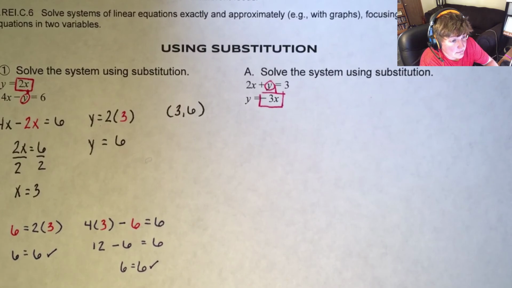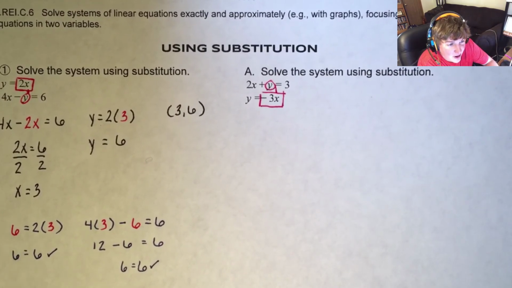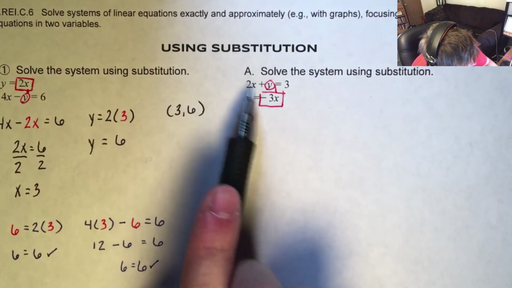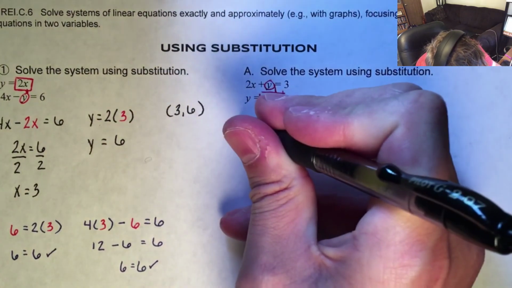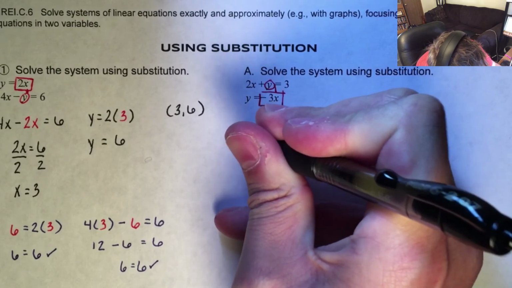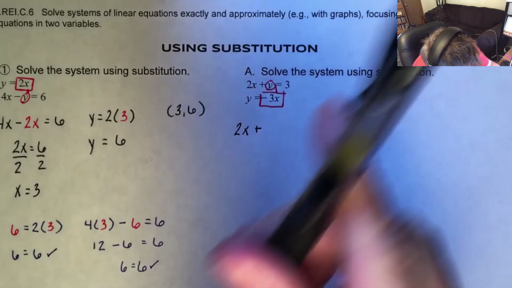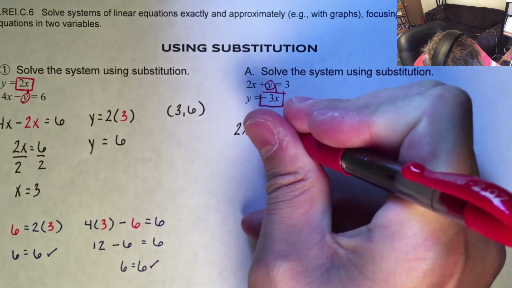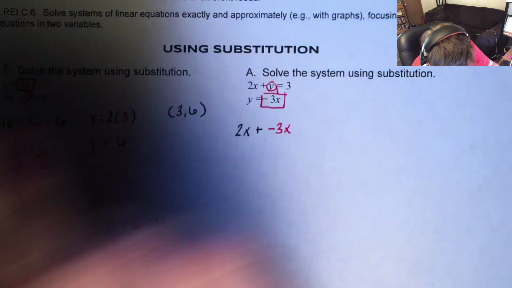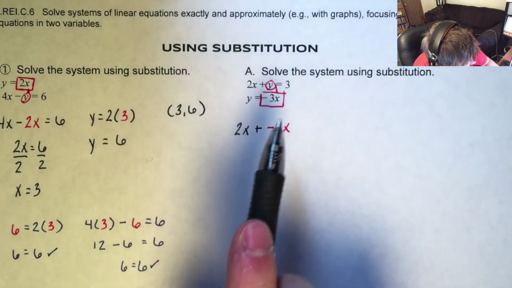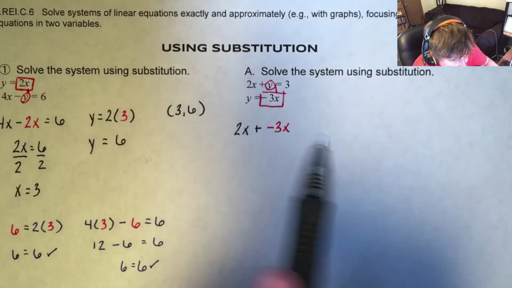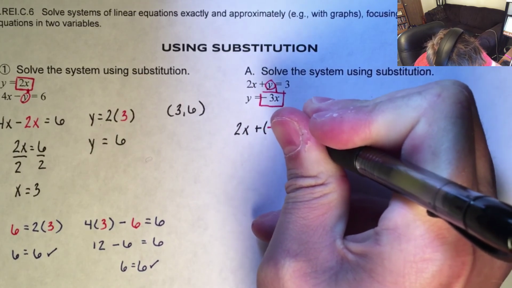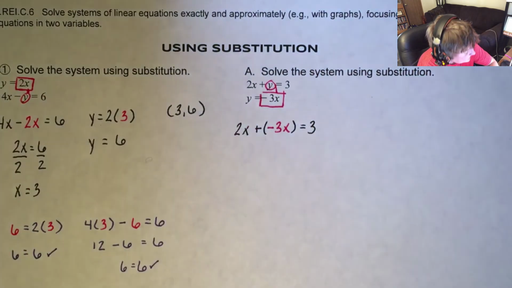It will about half the time also be x or whatever other variable you are using. Okay, so let's go ahead and rewrite this top equation now and get 2x plus, well, instead of y, we are going to write negative 3x. And anytime you're going to have a plus, a negative like that, I actually think it's helpful to just go ahead and put parentheses around it. So I'm going to do that, and then that's equal to 3.